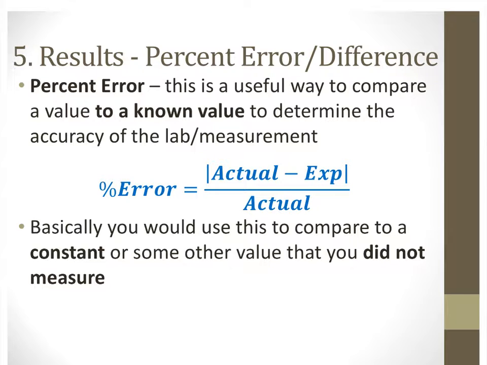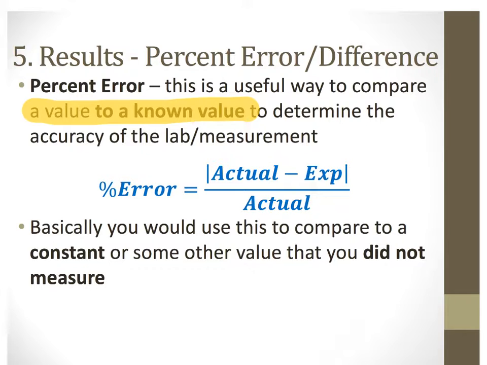For example, maybe in chemistry you calculate the molar mass of some element, right? You might want to compare it to the accepted value that you find on the periodic table. Or maybe you're calculating the density of water and you want to compare it to the accepted value. So you're always comparing it to something that you did not measure, that's an accepted value that you're looking up in a textbook or on a chart or something like that. So that's the key, is comparing a value to a known value to determine how accurate your results were.